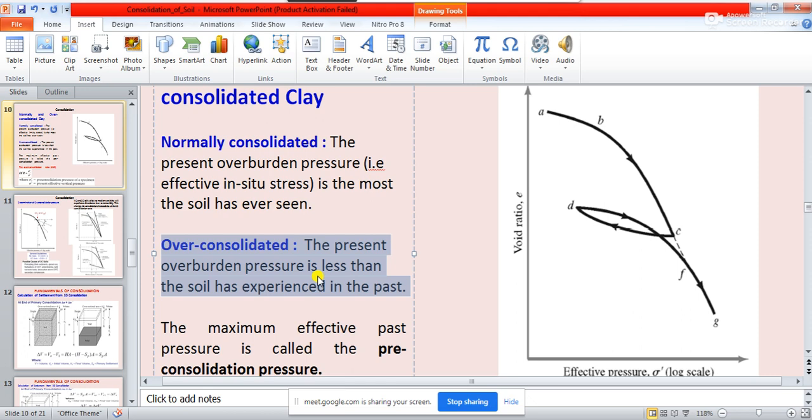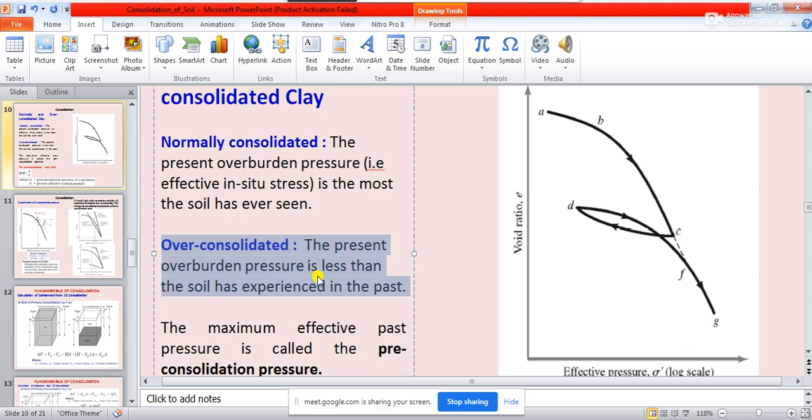When the hill has been removed, the overburden pressure on the soil will be reduced. Let's say at that time the overburden pressure on the soil is 80 kilonewton per meter square. That means a 20 kilonewton per meter square reduction in the overburden pressure is happening just because of the removal of the hill from on top of the soil. Okay, so at that stage what is happening?